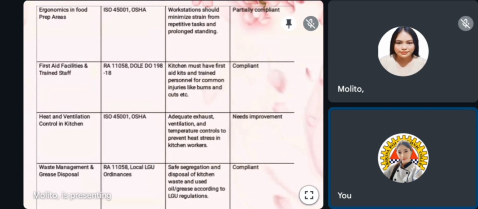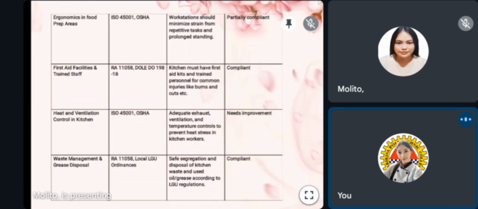Last, waste management and grease disposal. So, compliance requirements, safe segregation and disposal of kitchen waste and used oil and grease according to LGU regulations. So, status remarks is compliant. So, as FSM students, it is our duty to maintain the safe disposal of kitchen waste and grease to prevent food contamination. Adhering to RA 11058 and local ordinances ensures legal compliance and environmental responsibility.